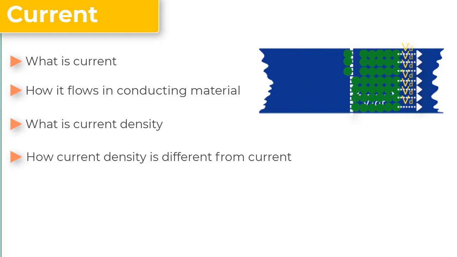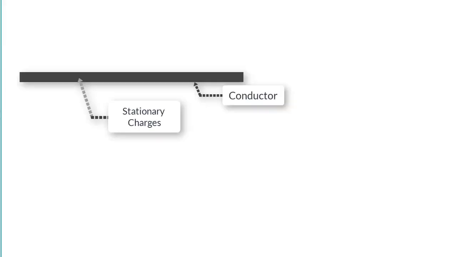Well, simply put, any motion of charge from one place to another constitutes current. So, in the earlier chapter on electrostatics, we assumed the charges are stationary and do not move. Therefore, we can safely say that there is no current under this situation.